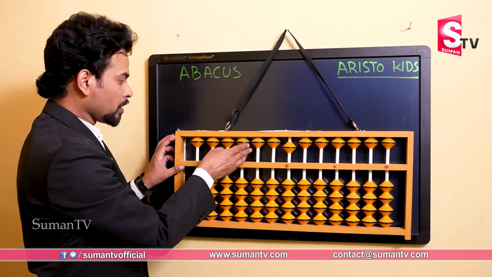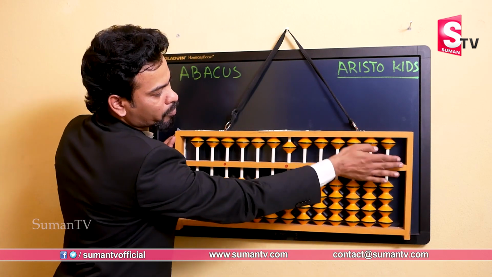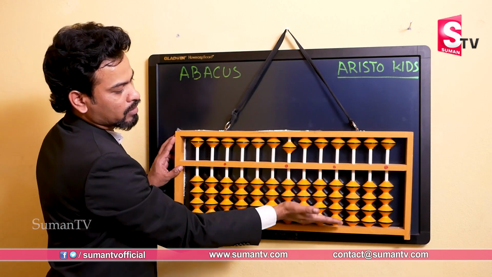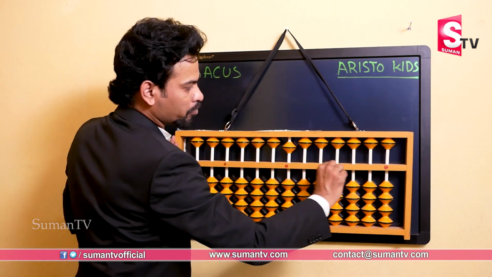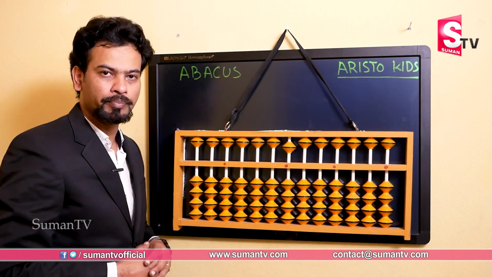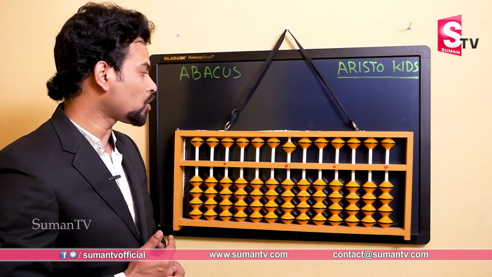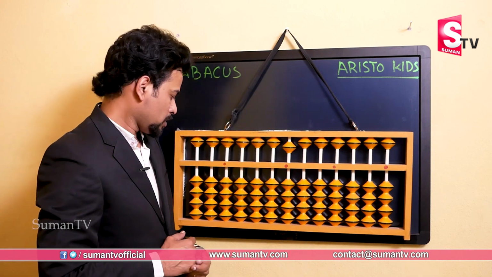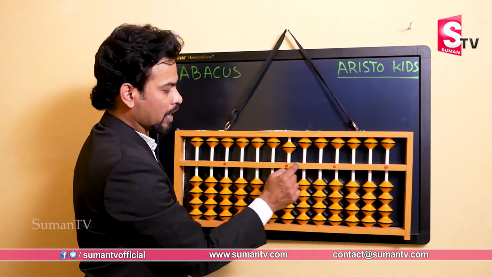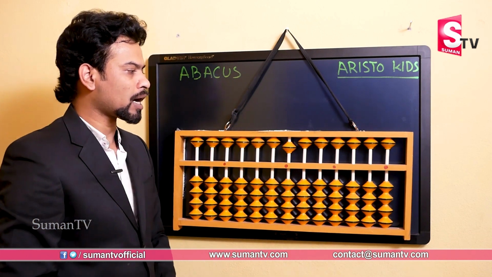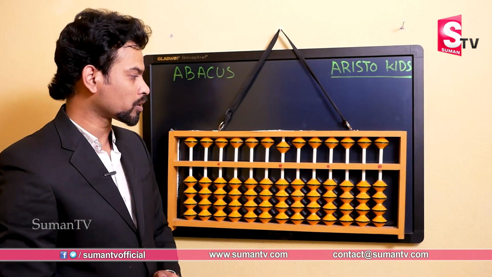You can find a bar in between the lower beads and upper beads, which is separating the lower bead and upper bead into different parts. This particular bar is called the beam, B-E-A-M, or reckoning bar. And in this beam, you can find some black color or red color dots. These dots are called unit dots.